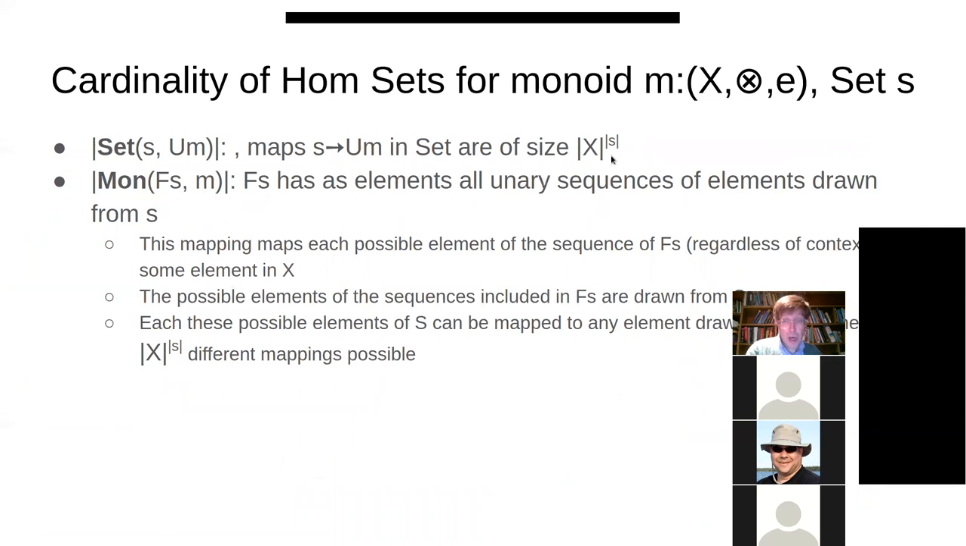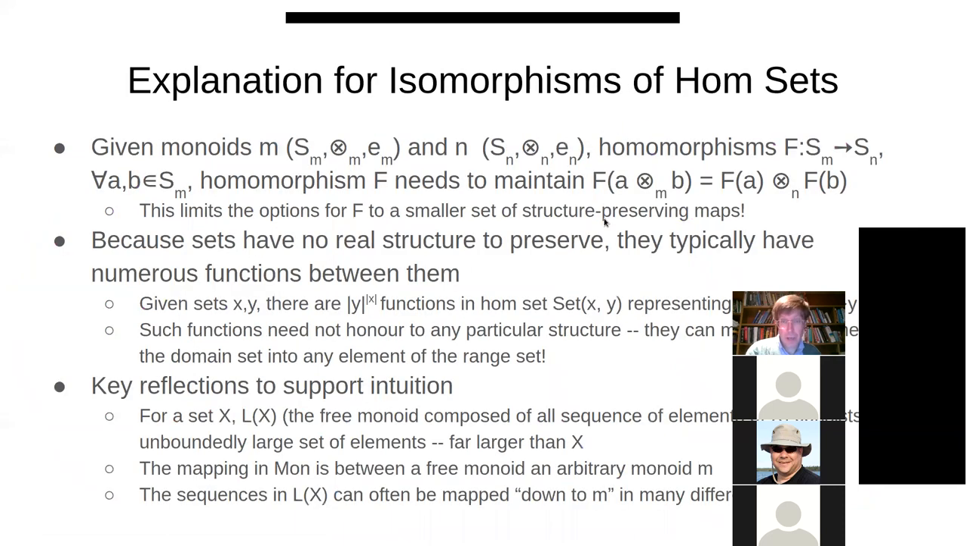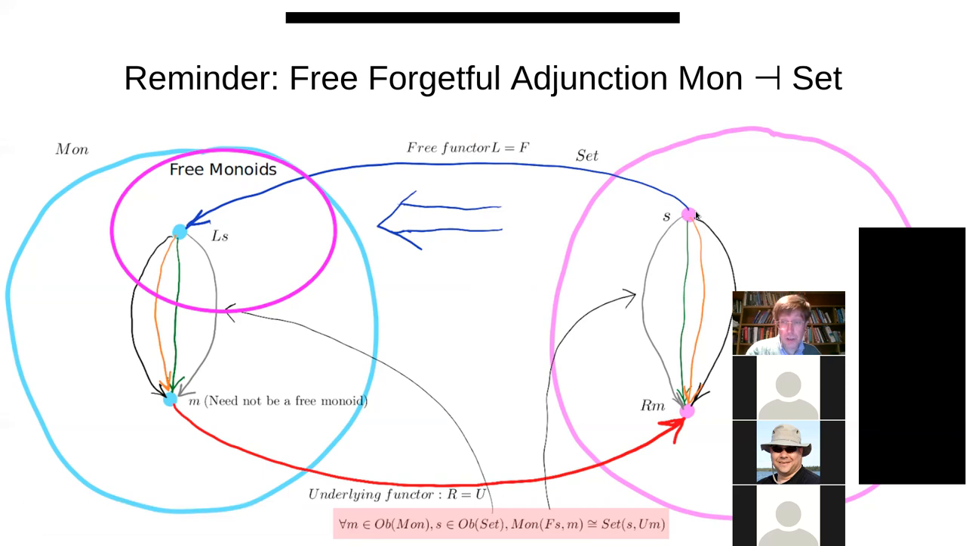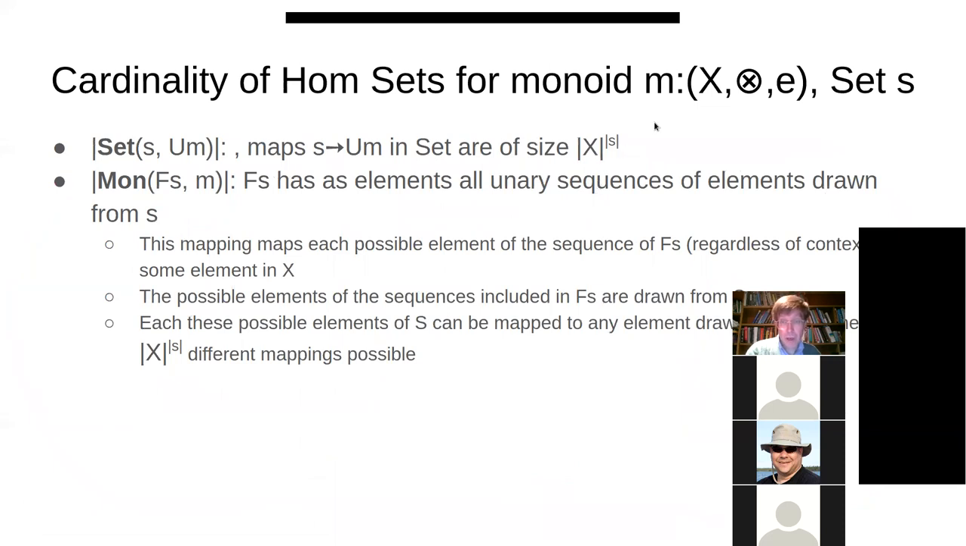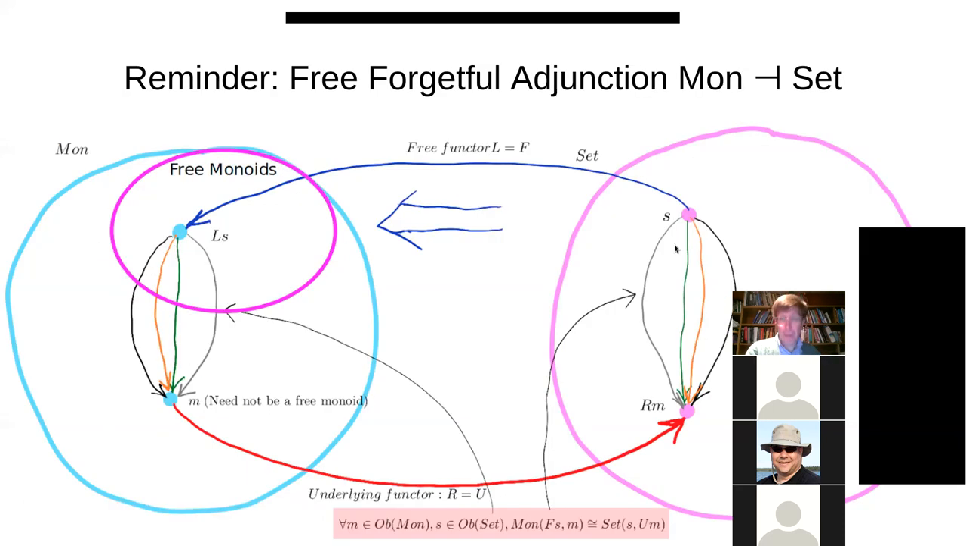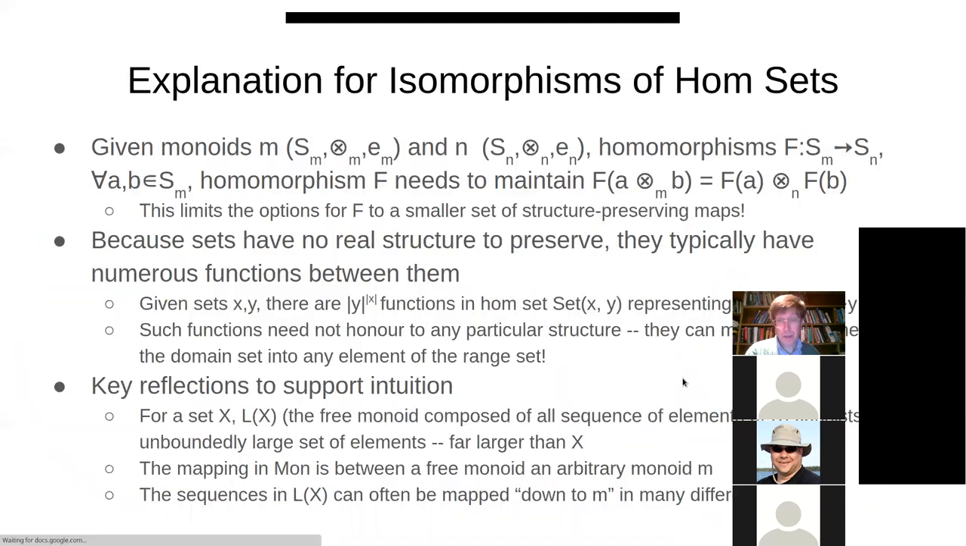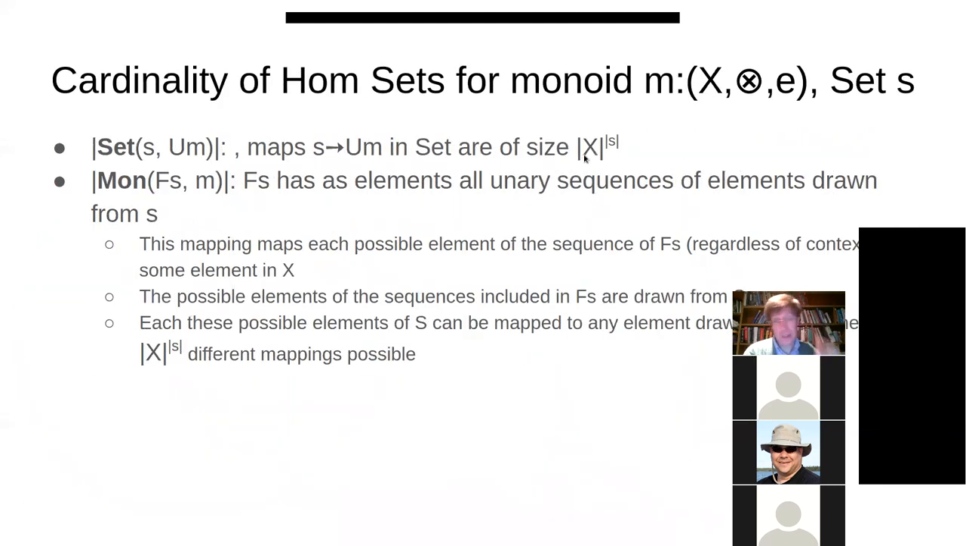So this is of size this. By the same argument I just gave, for each element of S, you have to pick an element of UM, right? And UM, or RM, is X. Okay, so we know that. We know all about functions between sets. We know there's that many because there's no structure to capture.